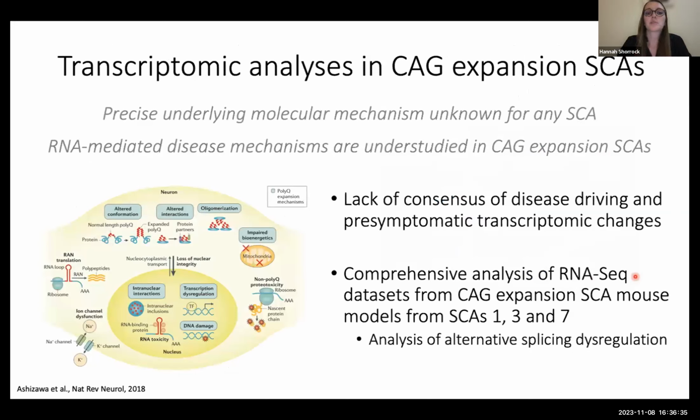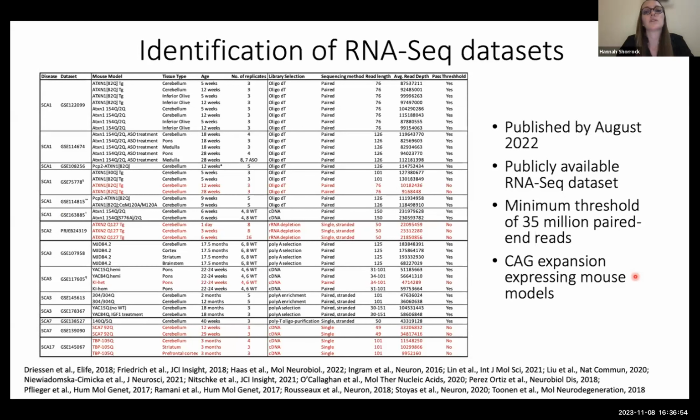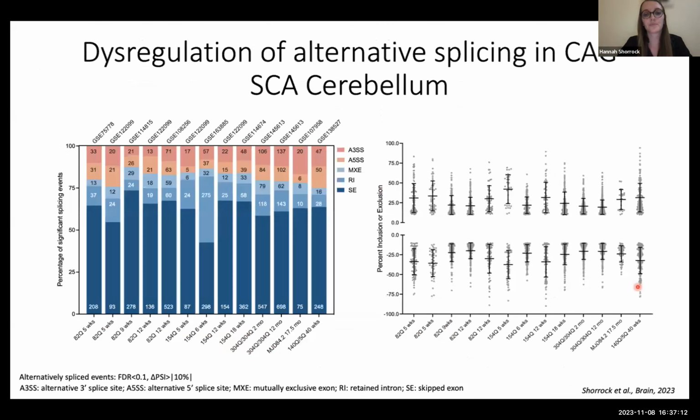So as I said earlier, the precise underlying molecular mechanism is unknown for any SCA. And we know that RNA-mediated disease mechanisms are understudied in the CAG expansion spinocerebellar ataxias. So to be able to perform this comprehensive analysis of RNA sequencing data sets, we first had to identify the RNA sequencing data sets that we were going to use. So we set several criteria and performed a comprehensive search for data sets, and those that passed our read depth threshold for being able to analyze alternative splicing are the ones shown in black here, and all those data sets are included in our study.